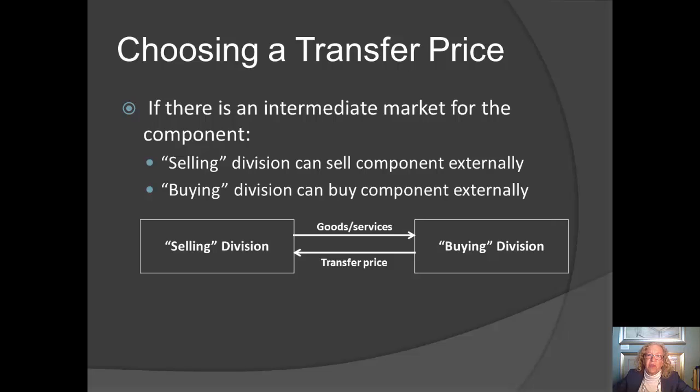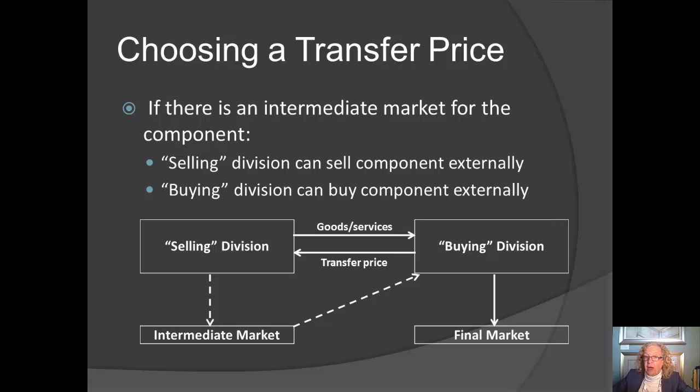Now, what if there is an intermediate market for the component? In other words, what if the seller division could transfer to the buying division, or it could sell the units externally, like this? And what if the buying division, instead of getting the component from the seller, could get it from somebody else in an external market, like this? And then, regardless of whether the buying division gets the component from the selling division internally or from an external source, it will sell the final product to its customer. How does this scenario affect the optimal transfer price?